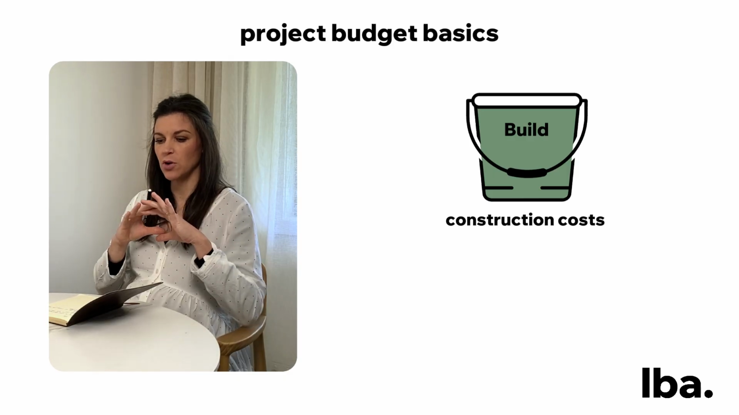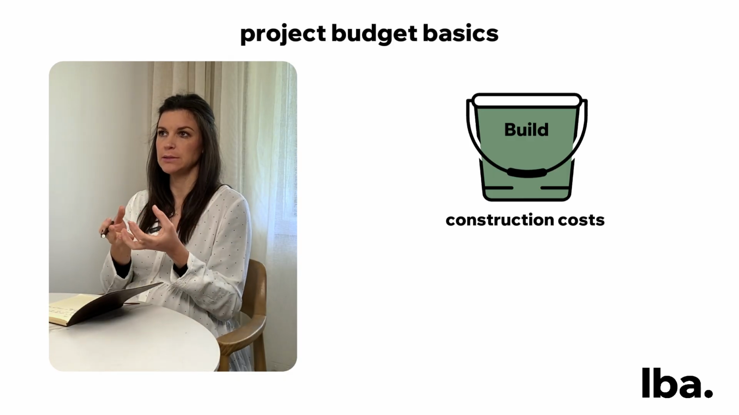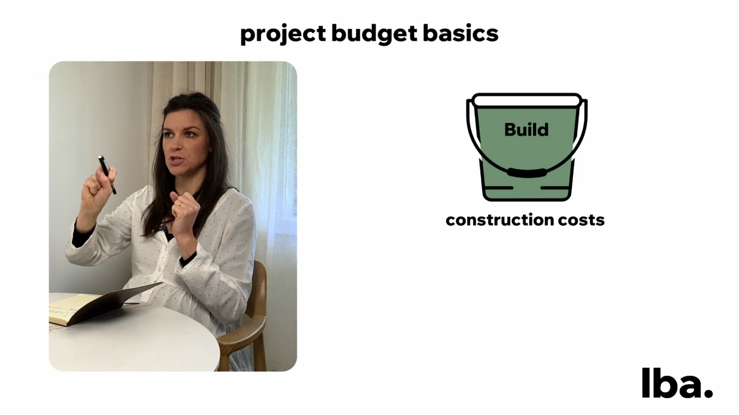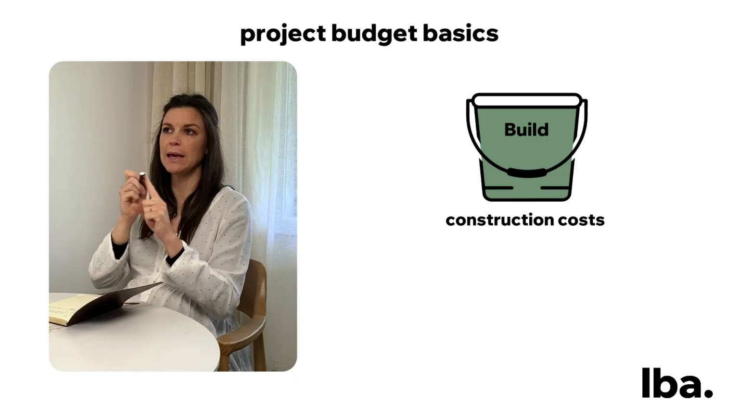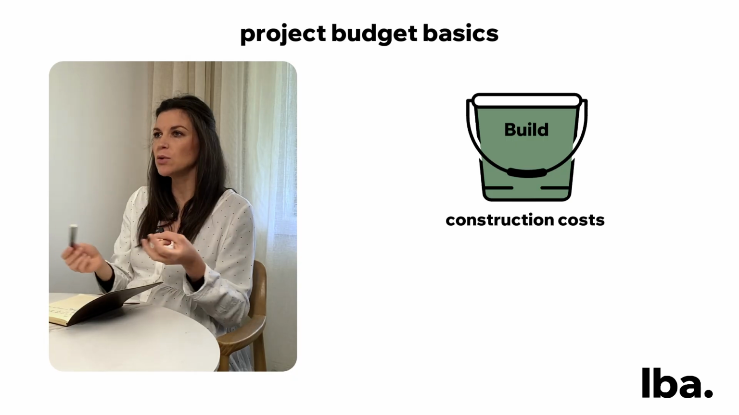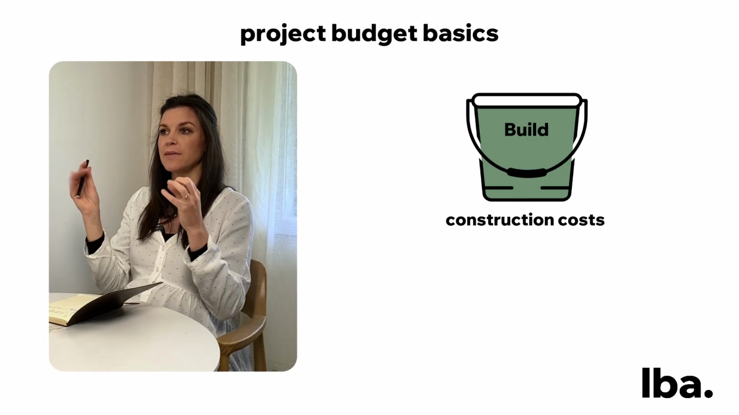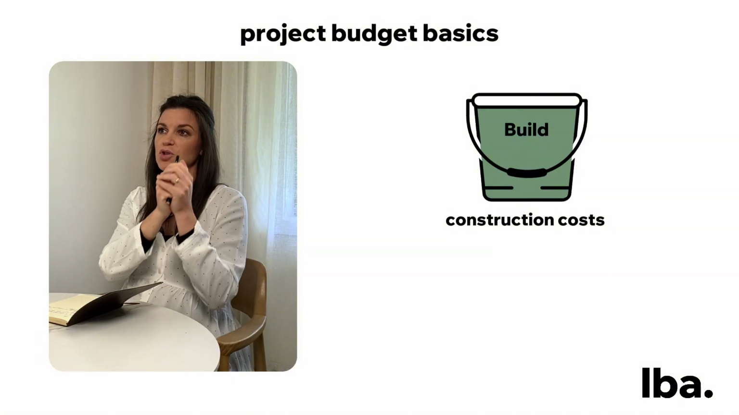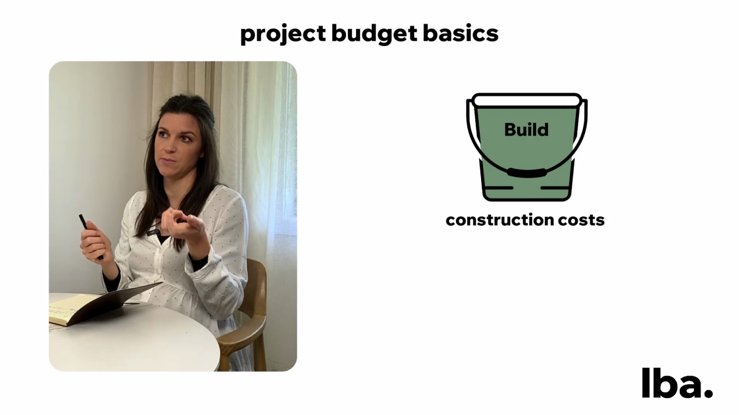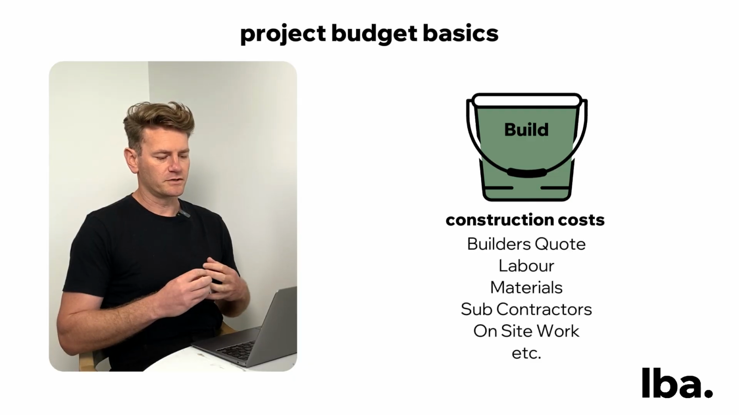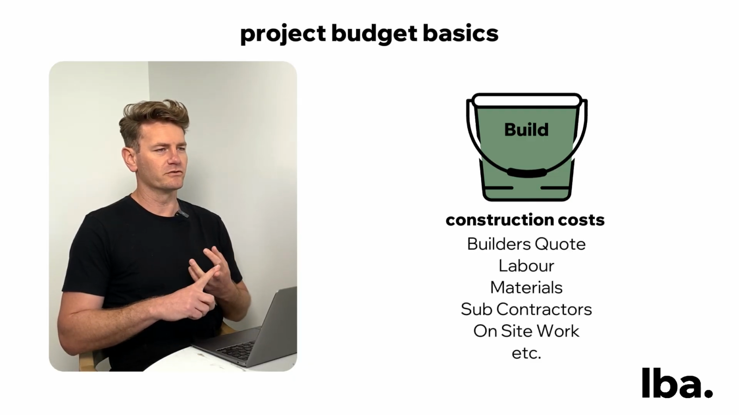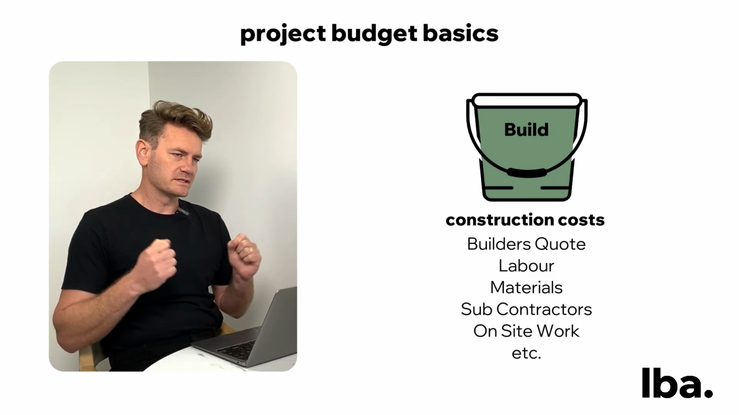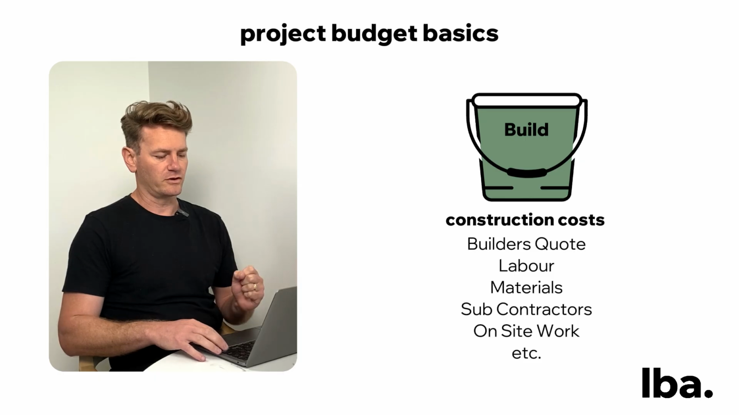Once, let's say, you've got your drawings done, you give that to your builder and your builder is going to price your project. Yeah. So that's the construction. It's going to be labor, materials, and install, all of the things that you actually see on site and get built. So that's the construction cost, or cost of works, basically. The cost of works, yeah. So builders quote labor, materials, subcontractors, and on-site work. That's all contained within that bucket of cost.